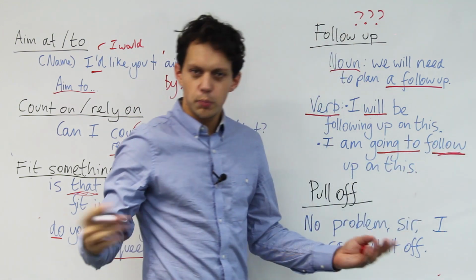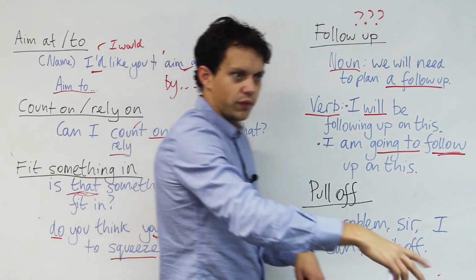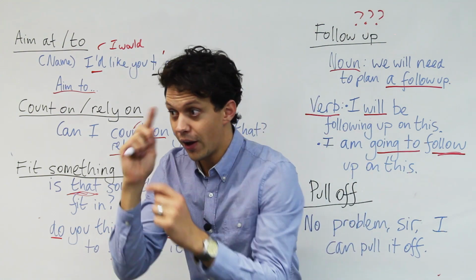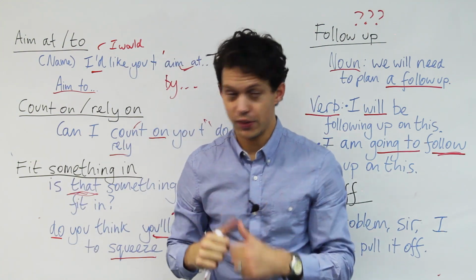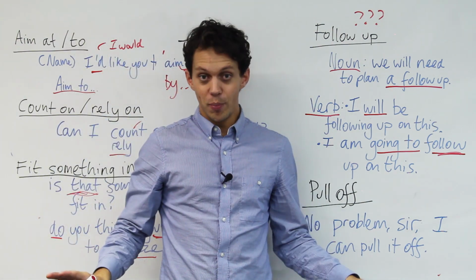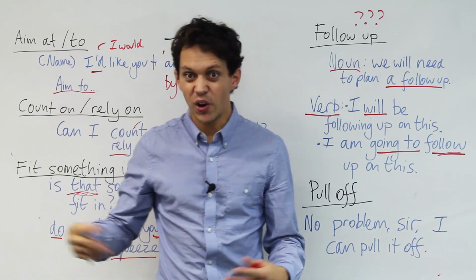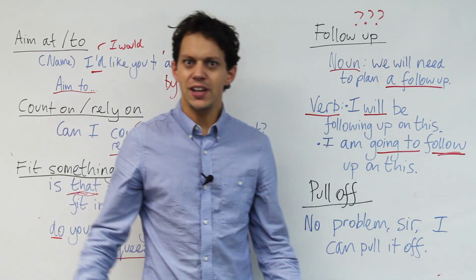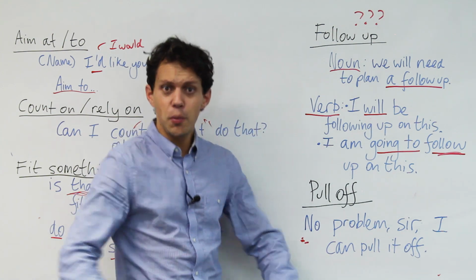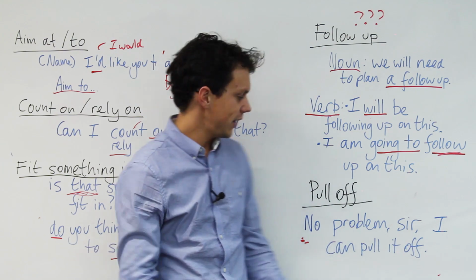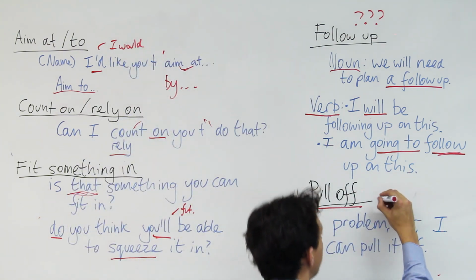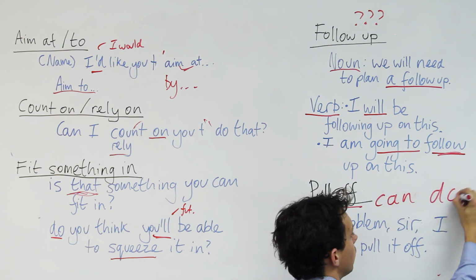So follow. I expect you might know the word follow. If I follow someone, I walk around on them. So if I'm following Bob, I am making sure he is doing the work. Great. Now, Bob is getting a bit annoyed because I'm asking questions. So he just says to me, Benjamin, no problem, sir. I can pull this off. Okay? Pull off. That means can do. Pull off means can do.